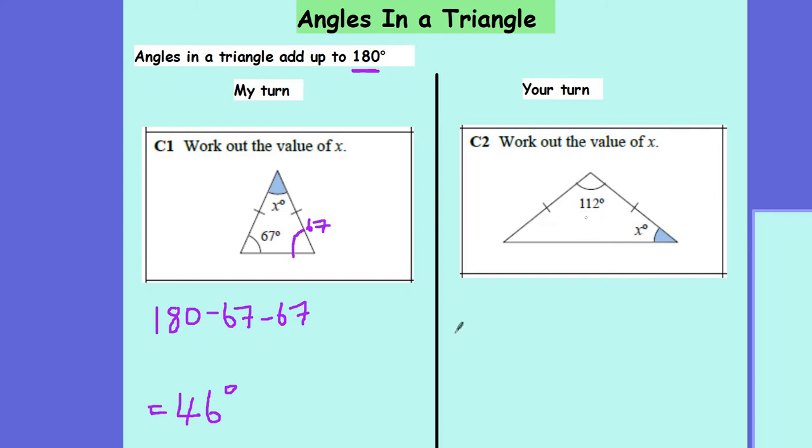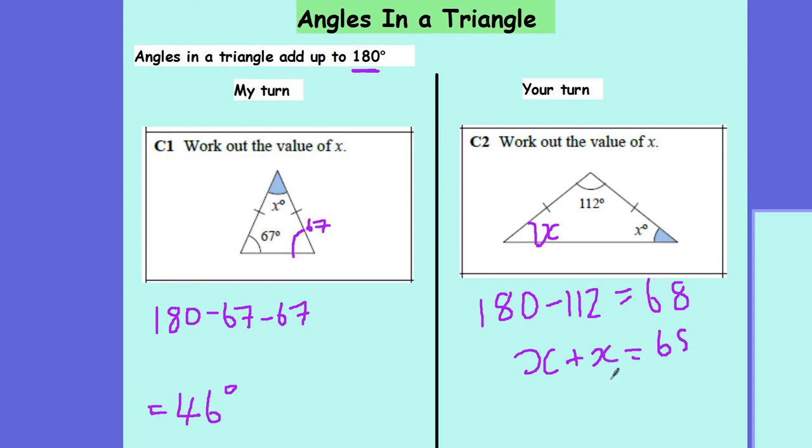Right, let's go through it. Now this time, x is the same here. We know this angle here is 112, so we know that if I take away 112 from 180, that gives me 68, and that's going to be equal to the total of these 2 remaining angles. So x plus x is equal to 68, or 2 lots of x is equal to 68. Therefore x must be equal to 34 degrees.